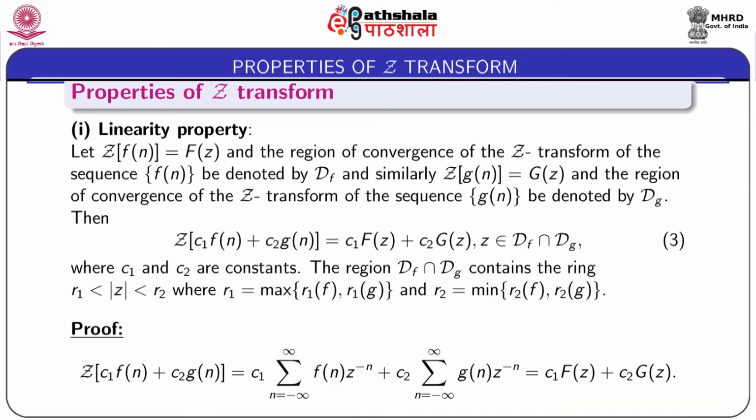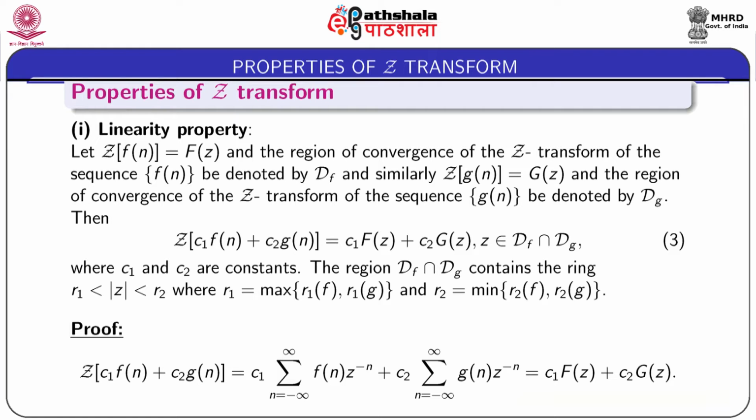Then Z transform of the function C1 small fn plus C2 small gn is equal to C1 capital Fz plus C2 capital Gz, z belonging to df intersection dg as given by equation 3. Here C1 and C2 are constants, and the region df intersection dg contains the ring R1 less than mod z less than R2, where R1 is the maximum of R1f and R1g and R2 is the minimum of R2f and R2g.